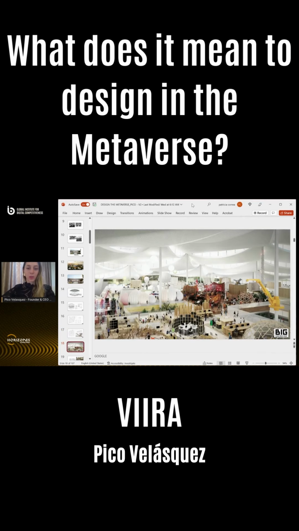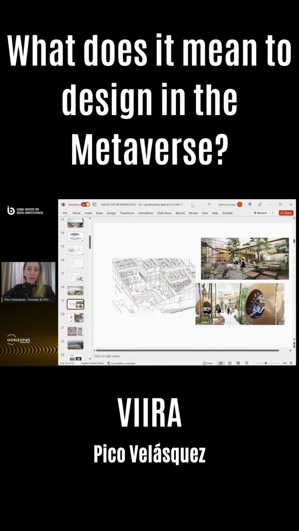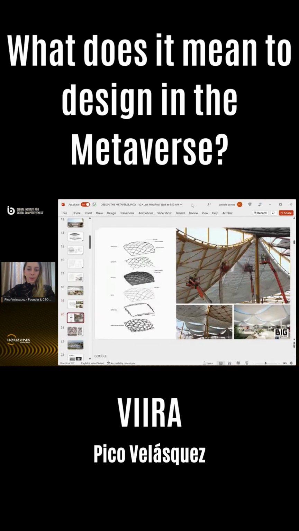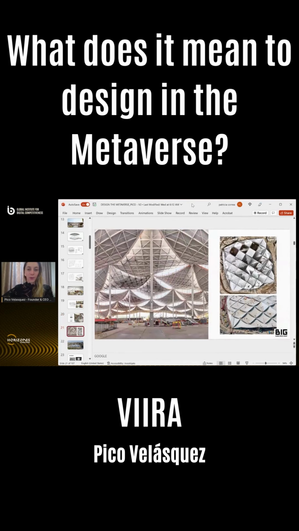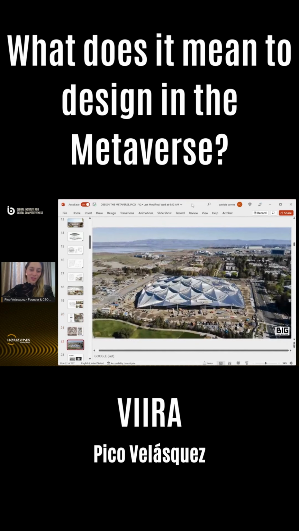So these are renders of how it looked inside. And then this is the process of construction. It's been under construction for the past 3-4 years now. It's very near completion. So yeah, this is Google.